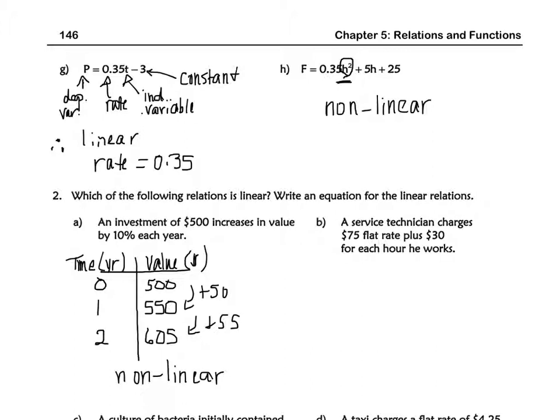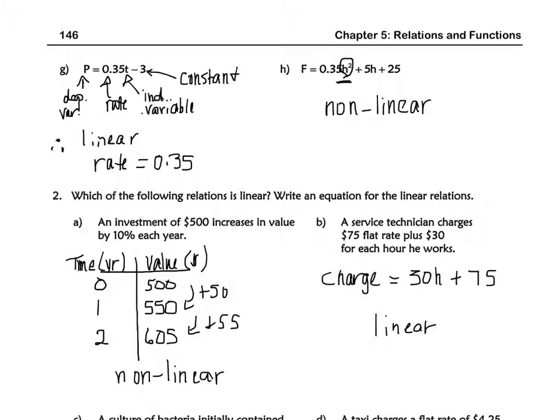And the next one, if we look at this particular description, it says a service technician charges $75 flat rate plus $30 for each hour he works. So this one here, you can do it a couple of ways. You can do it thinking in terms of an equation. The charge would equal $30 an hour plus a $75 flat rate. So that has a linear pattern.